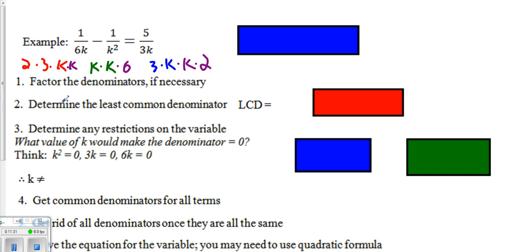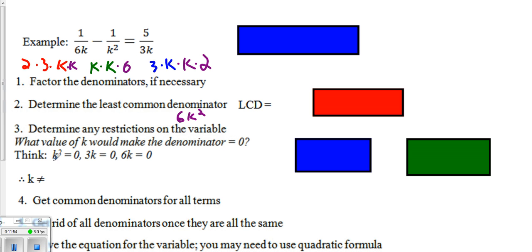Okay? So in a sense, our least common denominator, that LCD that we found, is going to be 6k squared. 6 times k, or 2 times 3 times k times k. It will be 6k squared in the end as our LCD. Now we need to determine any restrictions on the variable. What value of k would make our denominator 0?